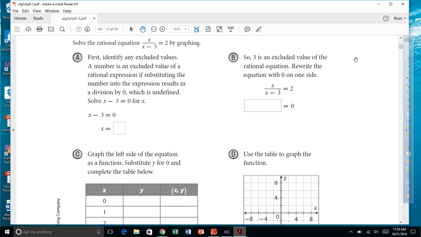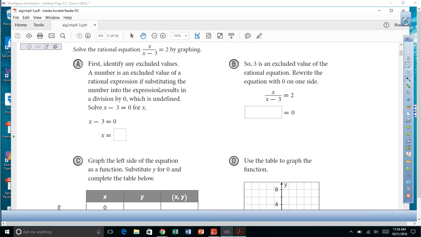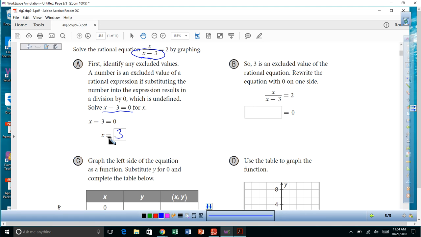The first step is always to identify any excluded values. A number is an excluded value of a rational expression if substituting the number into the rational expression results in a division by 0, which is undefined. For example, here in the denominator you have x minus 3. So we're going to set that equal to 0 and then solve for x. Add 3 to both sides and you get x equals 3. So your excluded value is 3.